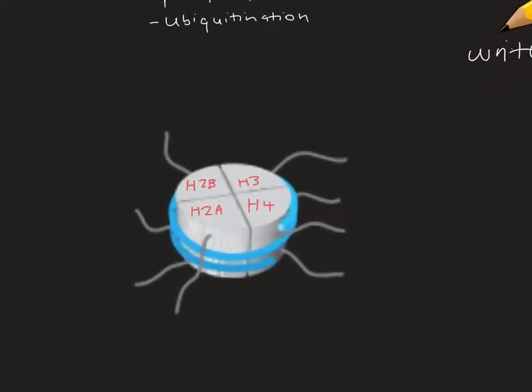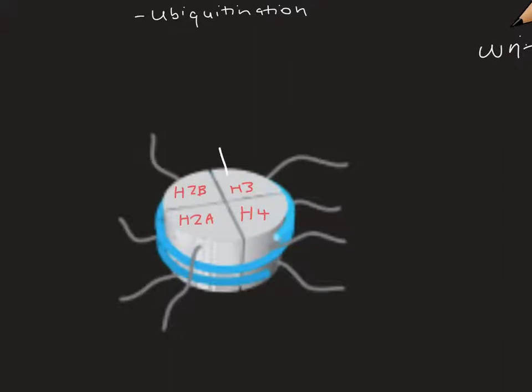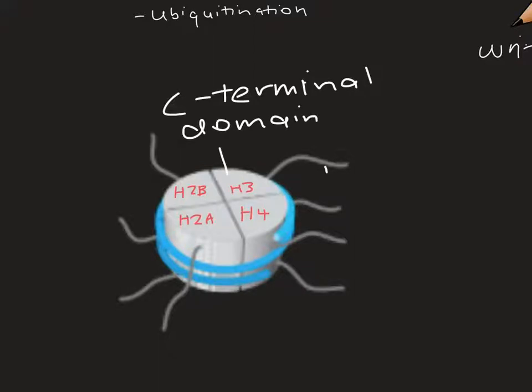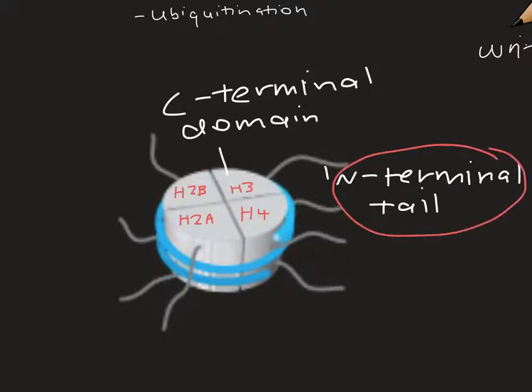Histone proteins consist of two parts. A C-terminal domain, which accounts for around 75% of the histone's mass, and an N-terminal tail, which accounts for the remaining 25% of the histone's mass. Histone modifications usually target N-terminal tails because they are relatively accessible to writer enzymes. In addition, most histone modifications take place on H3 and H4, and sometimes on H2A and H2B.